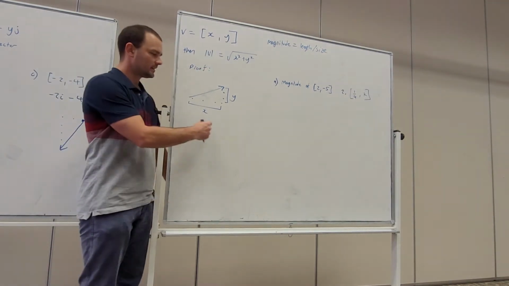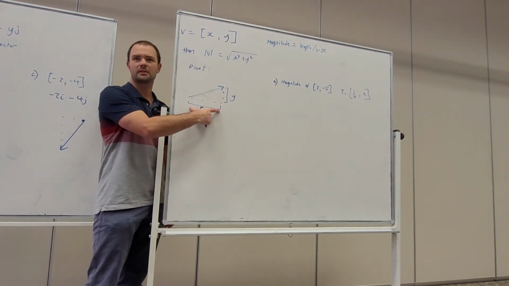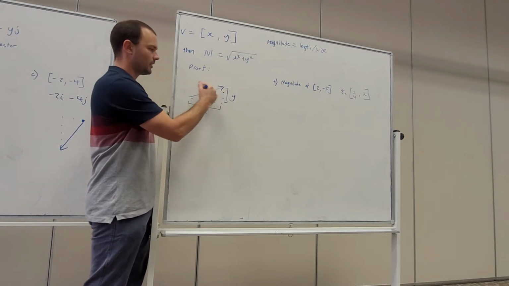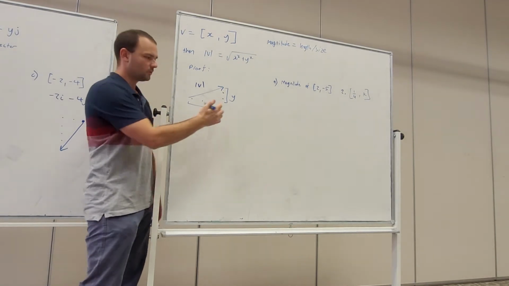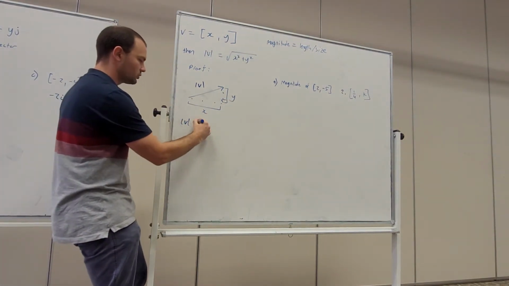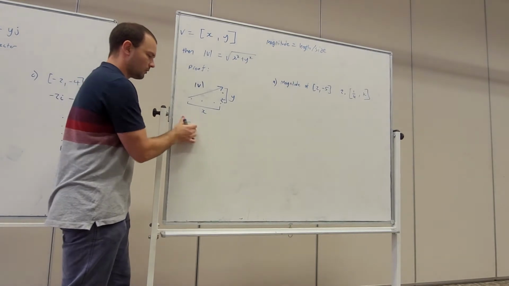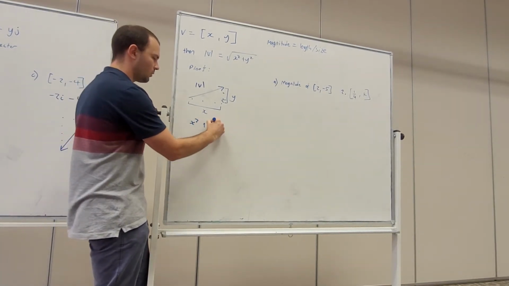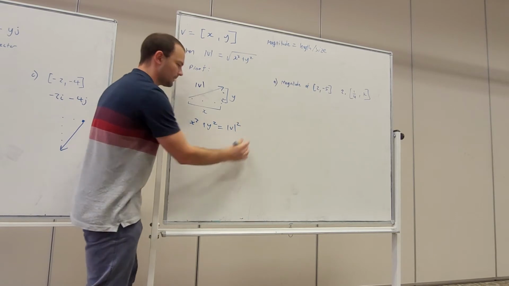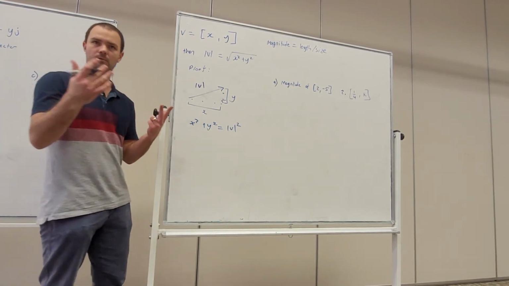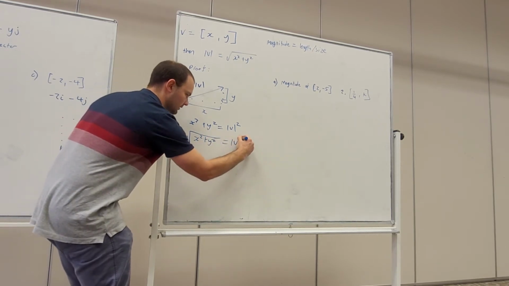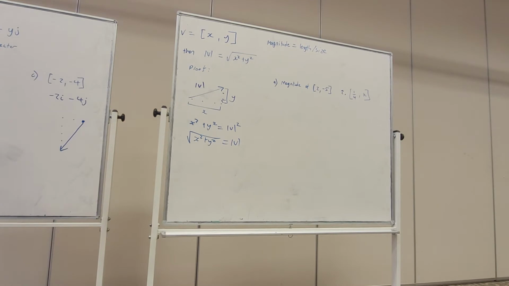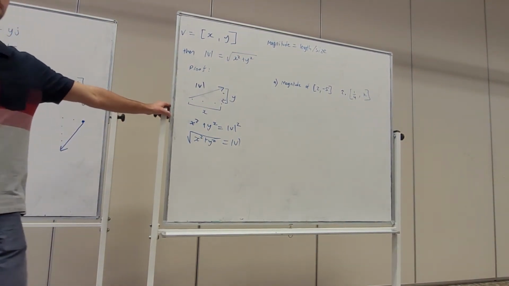If we have some vector, x describes how far it travels horizontally, y describes how far it travels vertically, and this here is going to be the magnitude of the vector. It's a right angle triangle, so we can say x squared plus y squared is equal to the magnitude of the vector squared, and then we can square root both sides to get the magnitude of the vector is the square root of x squared plus y squared. Very, very simple proof for the formula for the magnitude of the vector.